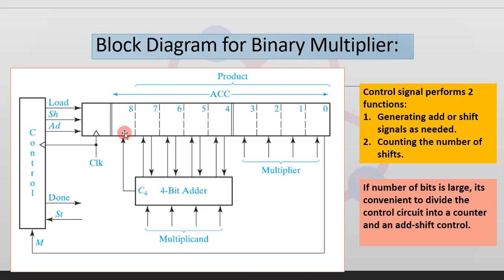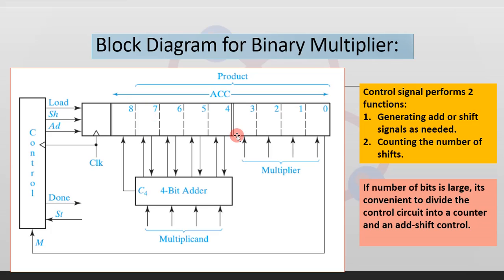An extra bit at the left end of the product register will temporarily store any carry C4 that is generated when the multiplicand is added to the accumulator. When the accumulator is shifted right, the input to bit 8 of the accumulator must be 0. Then a following shift will shift the correct value into the 7th bit of the accumulator.